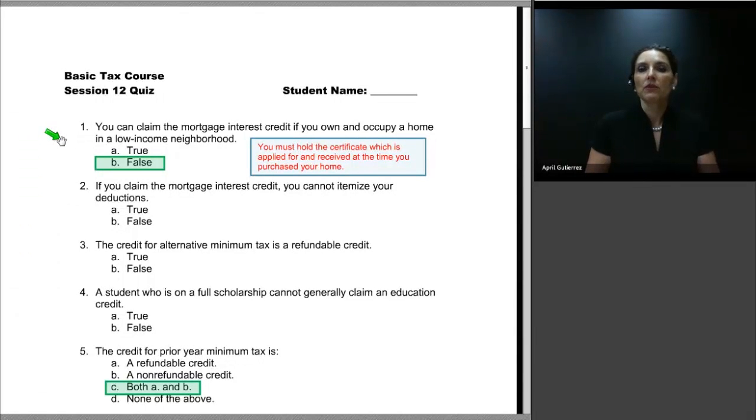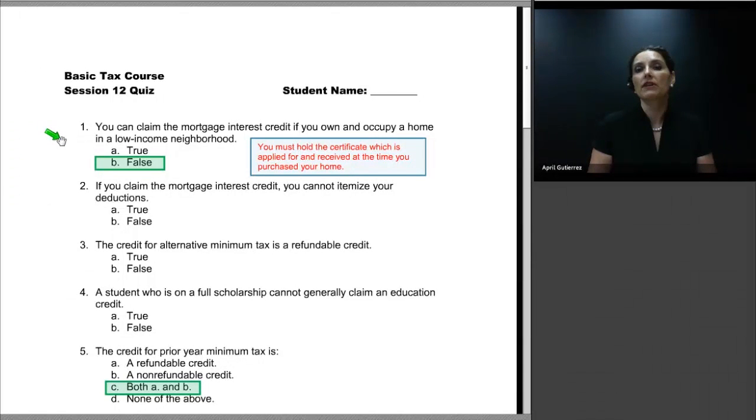And with question number 1, we took a look at the mortgage interest credit. Question number 1 reads, you can claim the mortgage interest credit if you own and occupy a home in a low-income neighborhood. Well, we never said that anywhere. Now, lots of credits really are directed at people who are low income, but the mortgage interest credit certificate has nothing to do with being low income. It never mentions that anywhere at all.